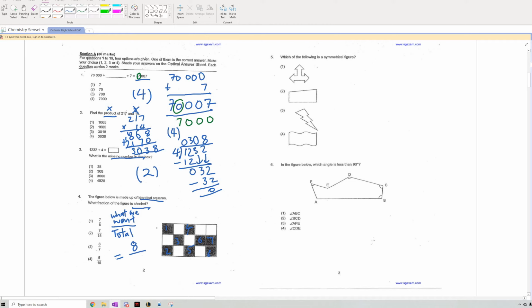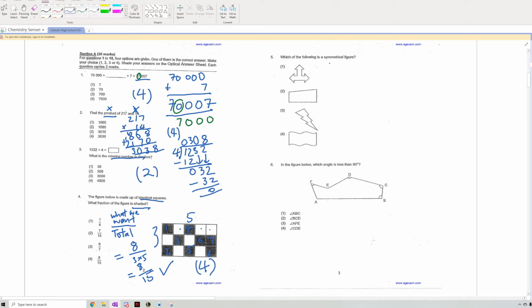Total boxes we have 3 times 5. So 3 times 5, which is 15. So the correct answer is 8 over 15. Normally, we will want to check if the answer is in the simplest form. In this case, yes, it is in the simplest form. So the correct answer is option 4, 8 over 15.